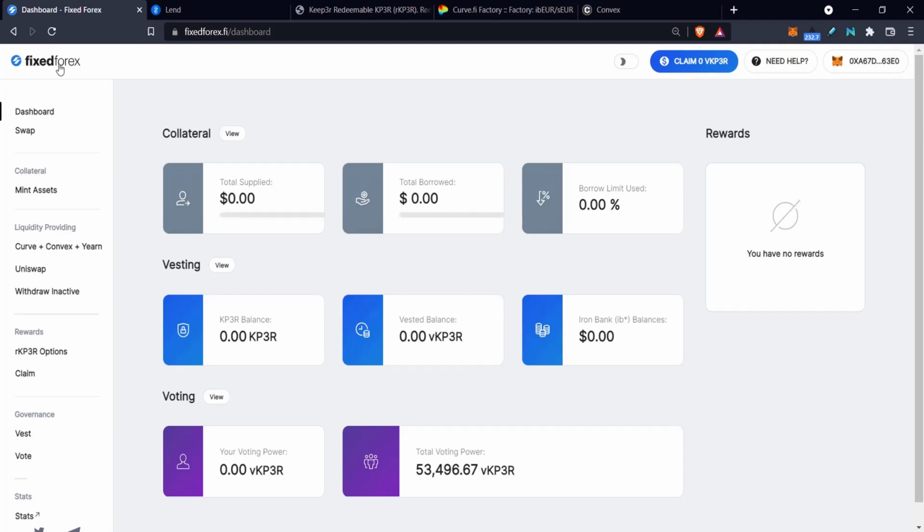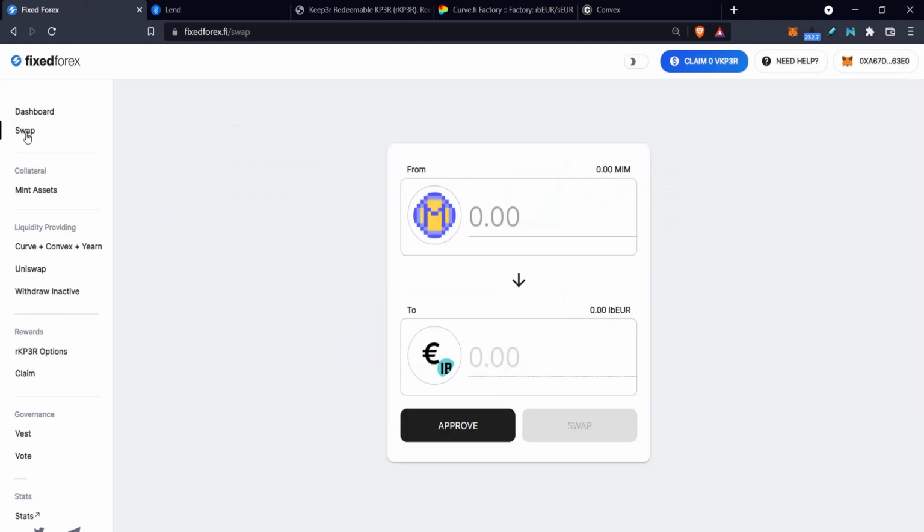So I'm going to go through this website and talk a little bit about each of these tabs and tell you some special things about them. The first one is the dashboard, and this will just give you some key readout things that you might need to know. Mine are all zeros because the wallet I have connected doesn't have anything inside Fixed Forex. So let's go to the first part here, swap.